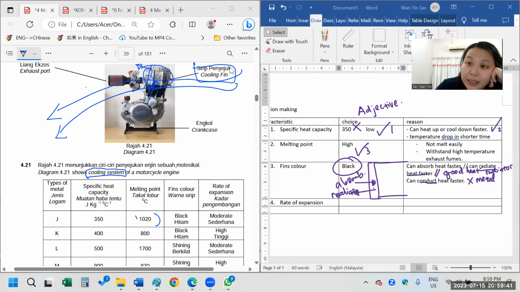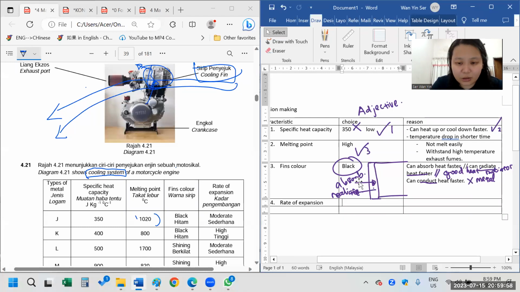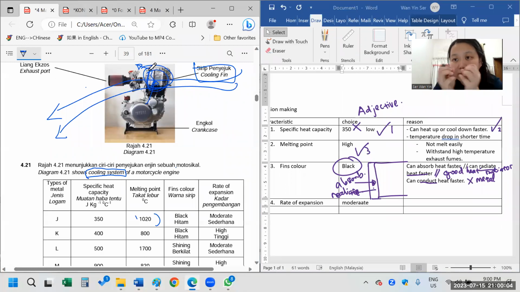Polished surface is the best radiator, and black surface is the best absorber. I'm not so sure about it, but I will take your point later. I check Google. Okay, so I finished this first. Rate of expansion should be moderate. If you make it high, it will expand too much later, then your motor will be damaged.